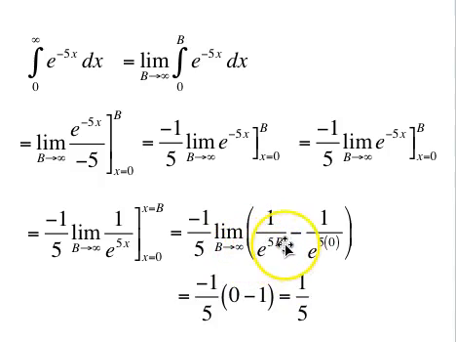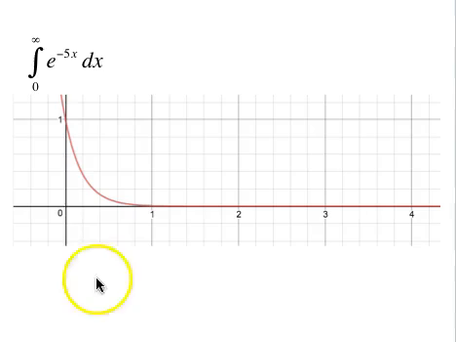As b gets large, 5b gets large. So e, 2.718, to a large number gets very large. 1 over a very large number is going to 0. So we have negative 1/5 times 0 minus 1, and that total area under the curve is 1/5. Can we believe that when we look at the graph? Total area from 0 to infinity is 1/5. Again, this is well less than a half. That may be pretty close to a fifth, because the stuff that goes beyond is negligible. So yes, I think the 1/5 answer is pretty reasonable.